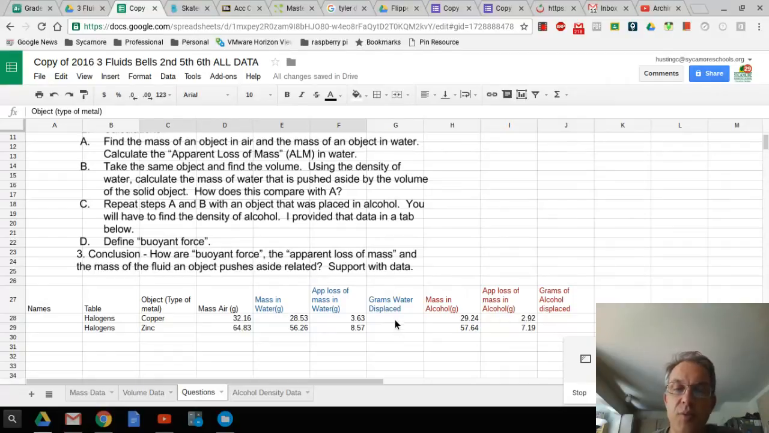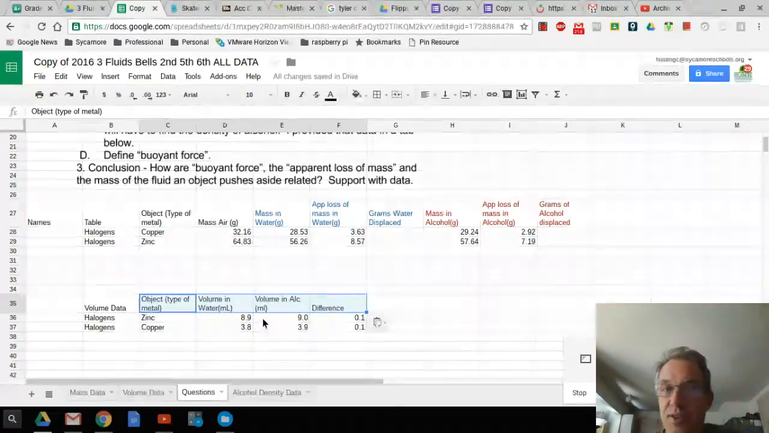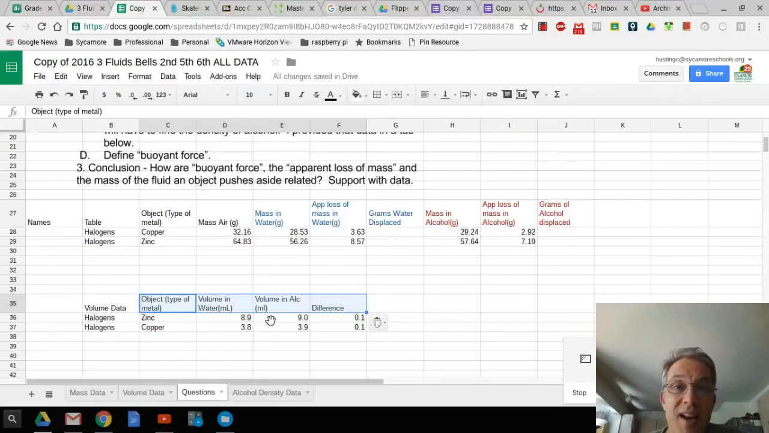Now, here's the one people got stuck on. Grams of water displaced and grams of alcohol displaced. This data isn't going to do anything to tell you the grams displaced. What we have to look at down here is go back to the volume data. Look at the zinc, the same volume, right? Got about 9 milliliters. If I put an object that's a solid, you dump it in water, 9 milliliters of fluid goes up. What is the mass of that fluid?